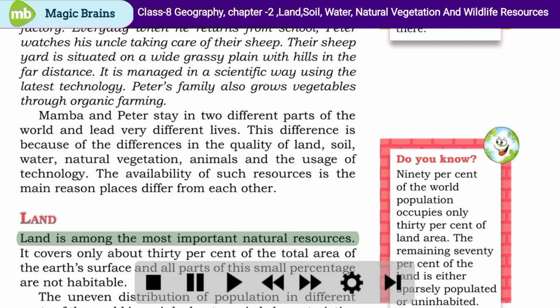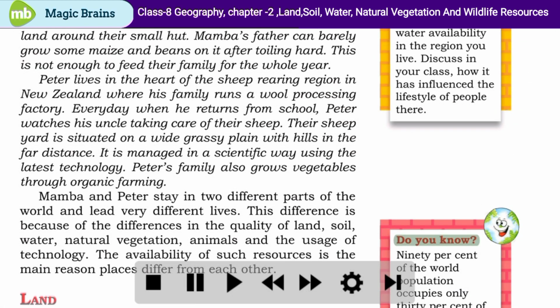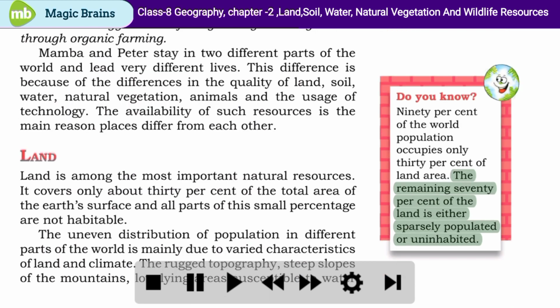Land. Land is among the most important natural resources. It covers only about 30% of the total area of the Earth's surface, and all parts of the small percentage are not habitable. At the right side, there is a red box which reads, "Do you know? 90% of the world population occupies only 30% of land area. The remaining 70% of the land is either sparsely populated or uninhabited."